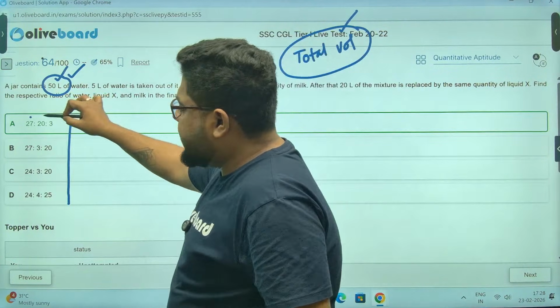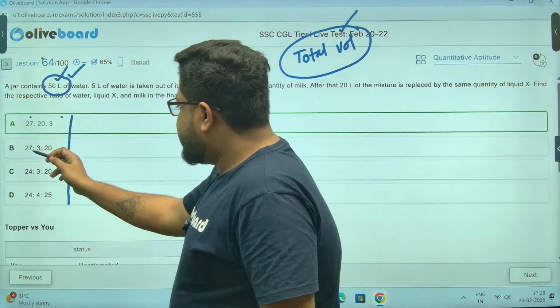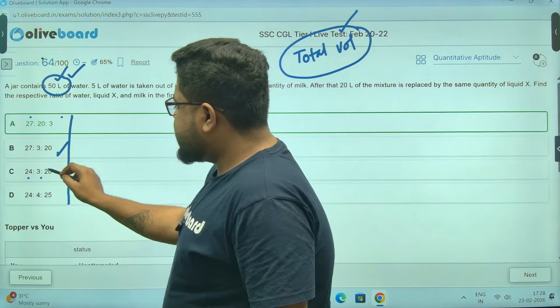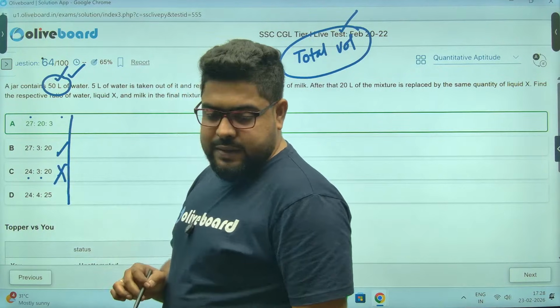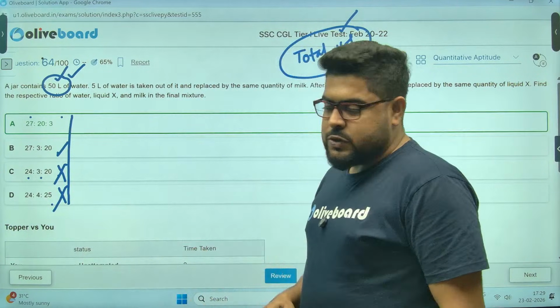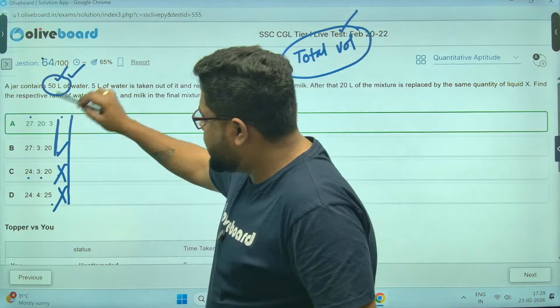27 and 3, 30 plus 20, 50. Here also the same: 24, 3, 20. Sir, 7 and 8, not 50. 24, 25, sir, this is also not 50. So my answer can be any two.